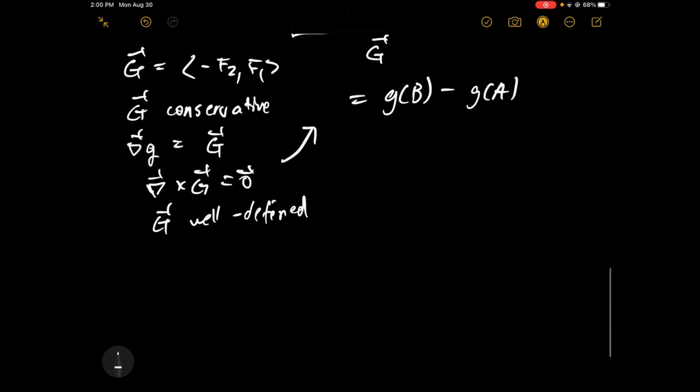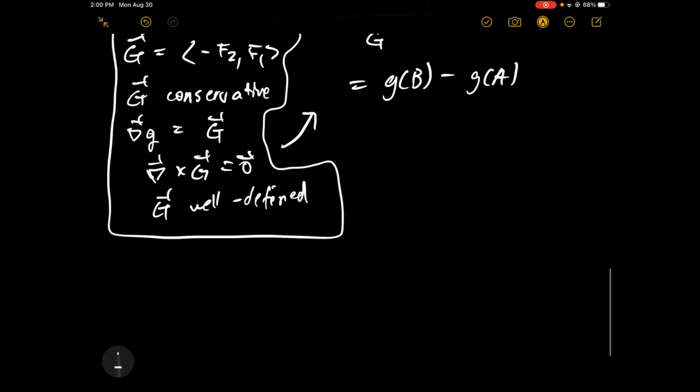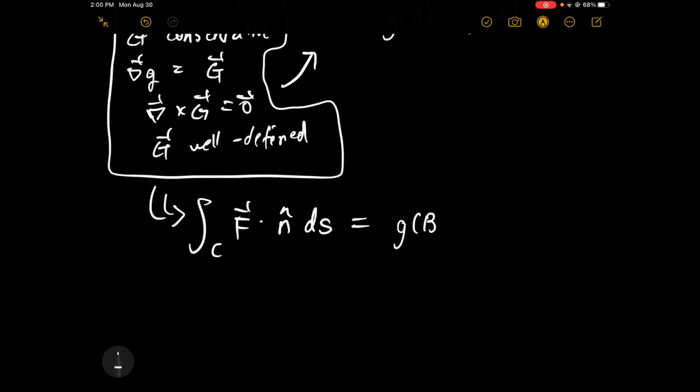So let me restate this. Assume that these conditions are satisfied. Then there exists a fundamental theorem for a normal component vector line integral such that F dot n ds yields g of B minus g of A. And this is a fantastic result because, again, the flux line integral does not depend on the path taken, but rather only on the endpoints evaluated by the function.